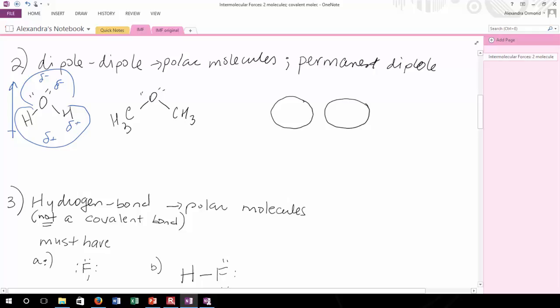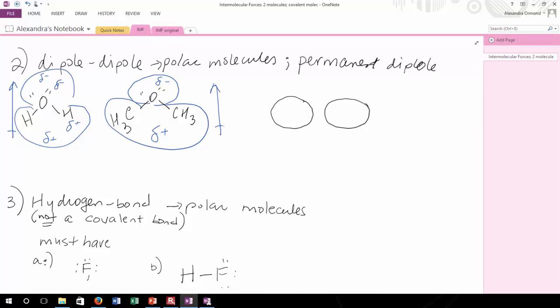We can do the same thing with dimethyl ether, where the oxygen will be your partially negative end, and then these methyl groups will have the partially positive end. And again, we can draw our dipole moment for the molecule, so it's a permanent dipole. If these two were to be brought together, they would align themselves in a way where the partially negative end, say of the water molecule, will get closer to the partially positive end of the dimethyl ether, and there will be positive interaction between the two.